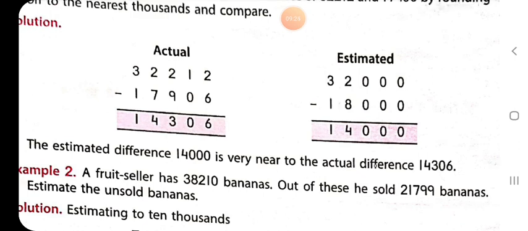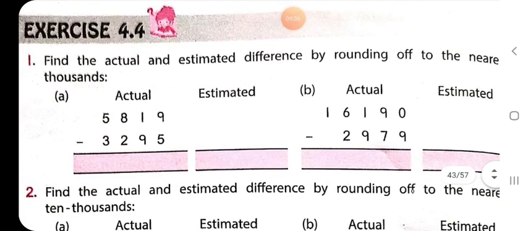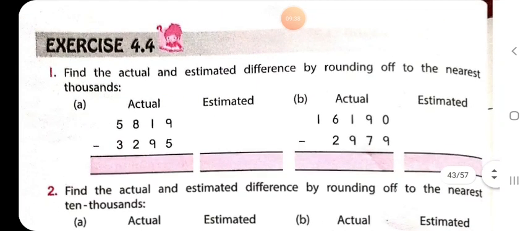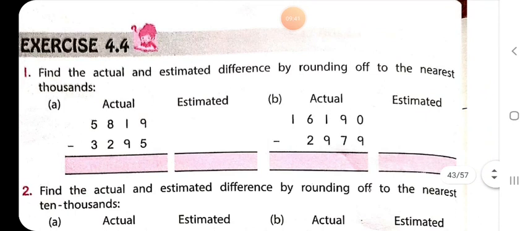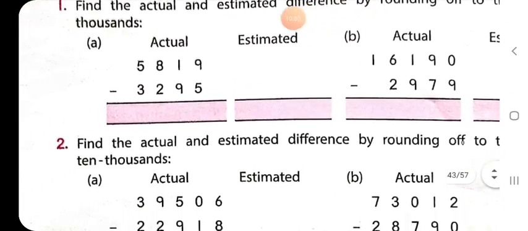Yes. So one more thing here: you have to find out both the actual and the estimated difference. This is just like the first question of the next exercise, 4.4. In this we have to find the actual and the estimated difference by rounding off to the nearest thousand. So here also we have to estimate the sum to the nearest thousand.